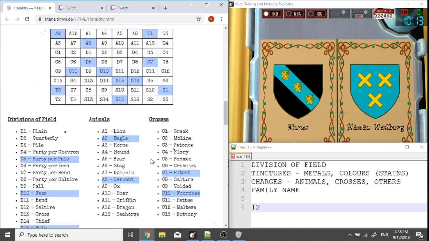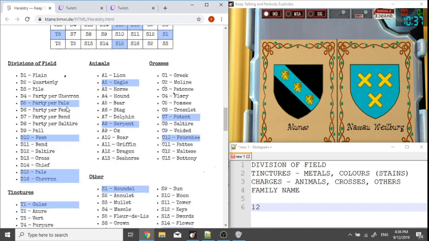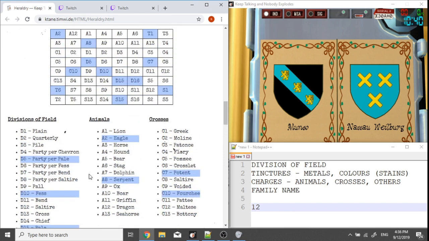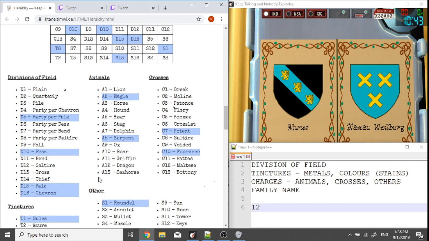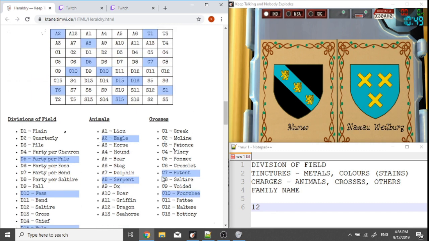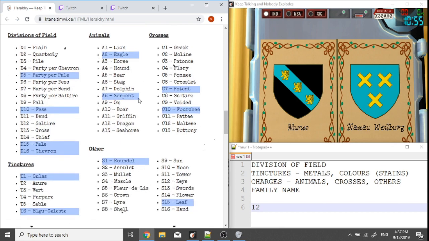What you'll find is I've gone in not an optimal order, it's really top to bottom, but your divisions will always be your central spot here, and you always have 4 divisions that are valid. Your tinctures, you can see I saw these corners here, and you'll always have 2 tinctures that are valid. Animals, crosses, and others, or we could also say charges, you'll always have 6 valid charges in total. And it's not necessarily a 2-2-2 split like what we have here.